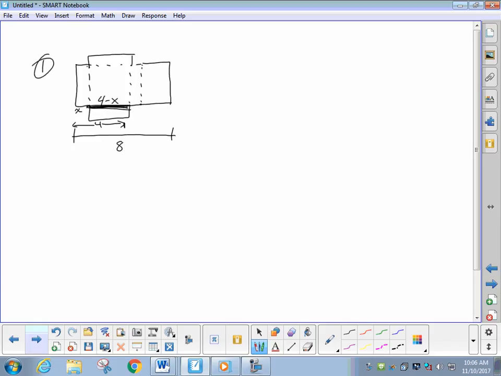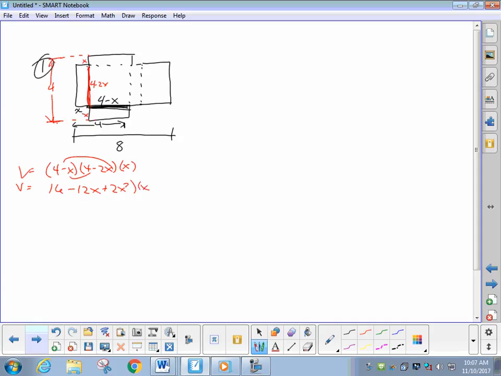4 minus 6. Okay, cool. Now, if this was 4, and we cut out x from both sides, then this piece that will remain for my base is 4 minus 2x. And then the height is an issue also. That'll be x. So in the end, volume is 4 minus x, 4 minus 2x, and x.